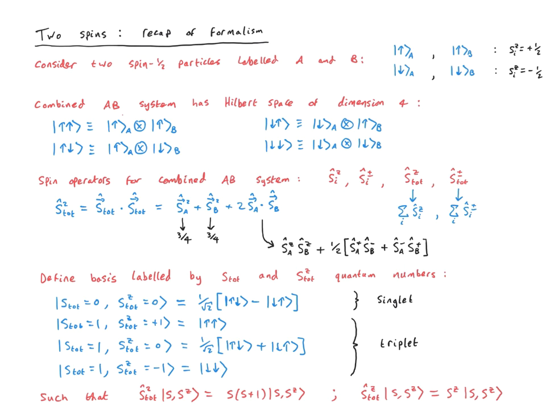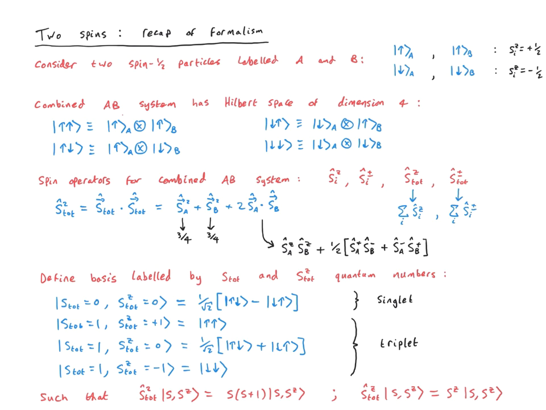The product states that I've written down here constituting this basis are actually kind of like classical states because they are not entangled. As we will see, quantum mechanical entanglement arises from the superposition of states. We will quantify this in the next lecture in terms of the entanglement entropy, which will make this concept more concrete. Now, for the combined AB system, we can also define some spin operators.